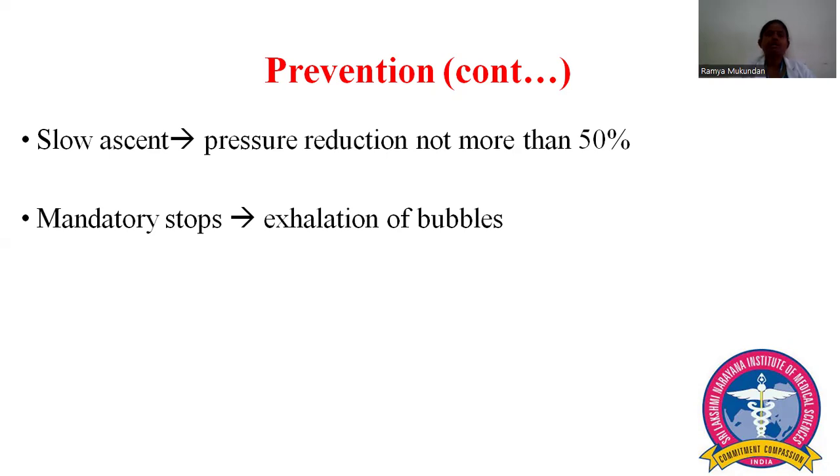That is, for every 10 to 20 meters of ascent, there should be a mandatory stop without ascending, and the gap should be given without ascending for proper exhalation of bubbles which are formed as a result of ascent. So when a mandatory stop is given in between the ascent at a particular distance, what happens? The rate of bubble collection and its lodgement in the different blood vessels will decrease, and there will be more time available for the exhalation of bubbles into the external atmosphere.